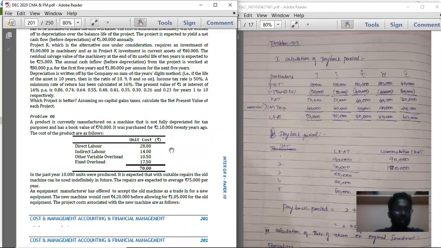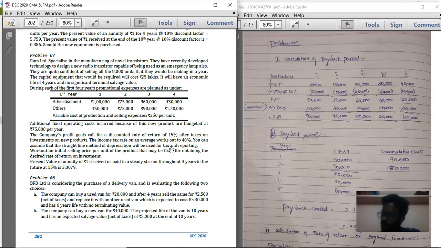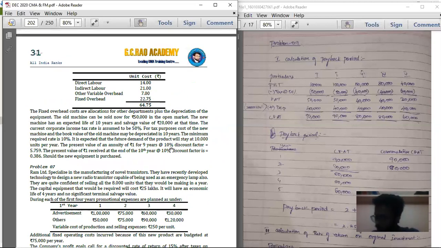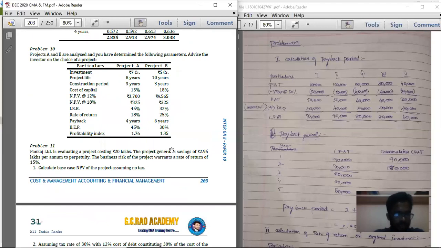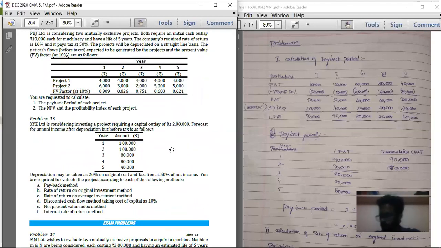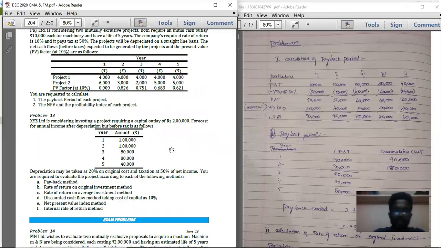So now moving on to the problem number. Wait, I'll just tell you the problem number. Take that page. Okay, move on to problem number 13. Page number 204. Problem number 13, first problem.